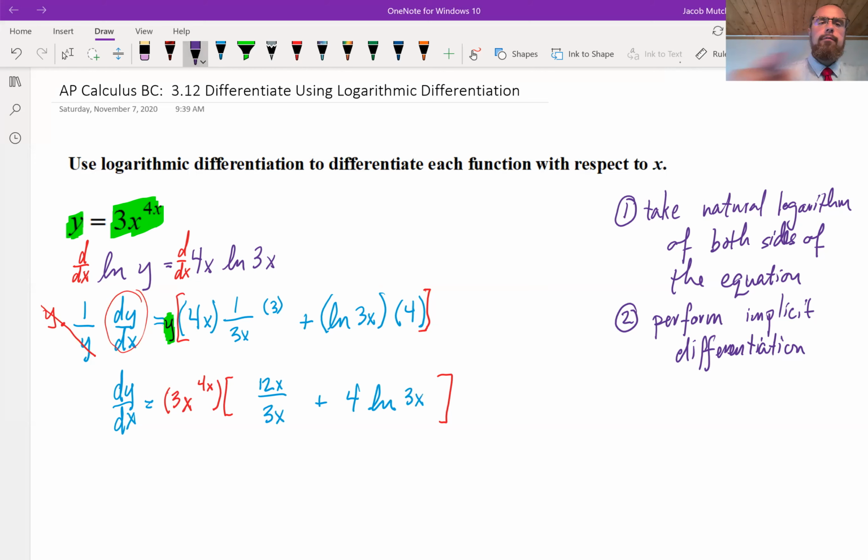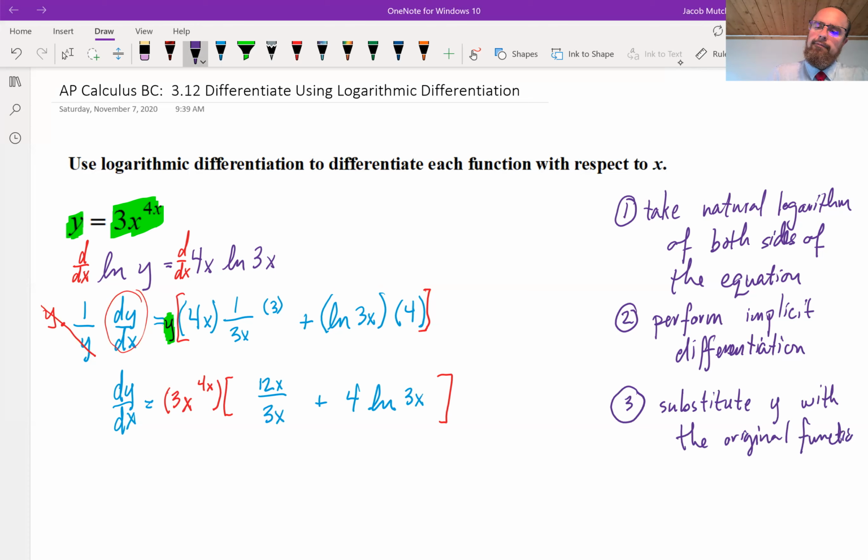Before we finalize everything, I'll put this third step here: I need to substitute the variable y with the original function in terms of x. So we've done that step already.